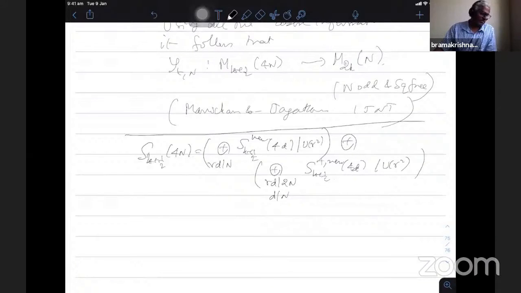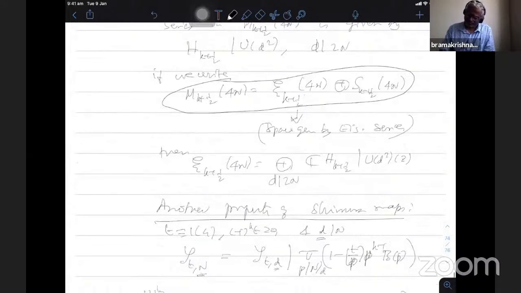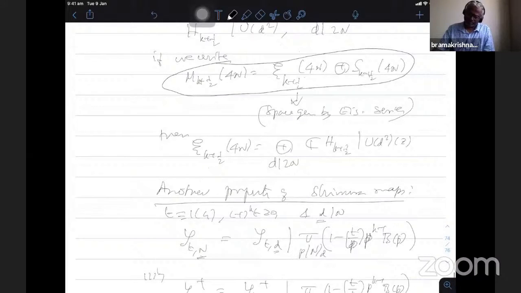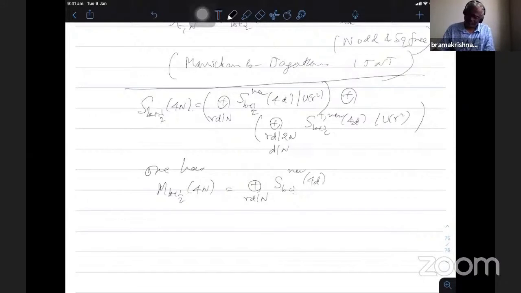So what did I write here? So therefore the non-cusp forms in the case of level n come from only the modular forms of the plus space, not in the full space. Okay, so therefore we write, one has the whole space M_{k+1/2}(4n) is the direct sum over d dividing n of S_{k+1/2}, μ(4d) bar u r square.